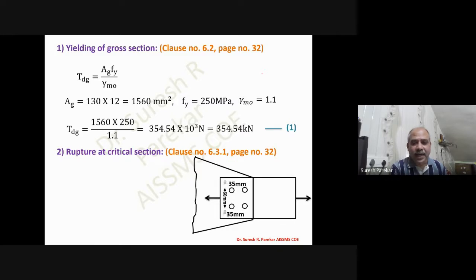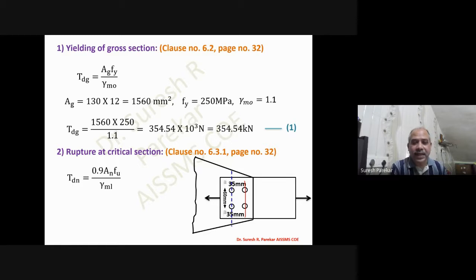Now we go for rupture at the critical section. For rupture at the critical section, we have to consider critical section 1 or 2, which are the same, meaning 2 is along this. As it is chain bolting, we have to see the maximum number of holes along that section, and we have the same for both of these.